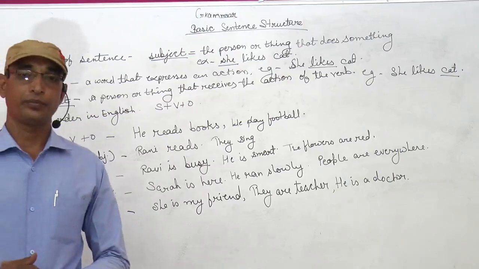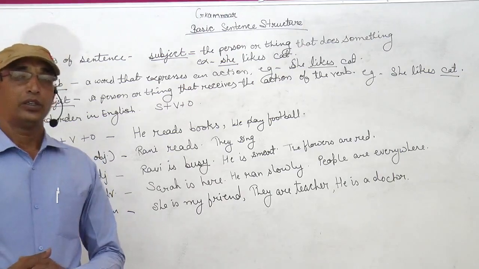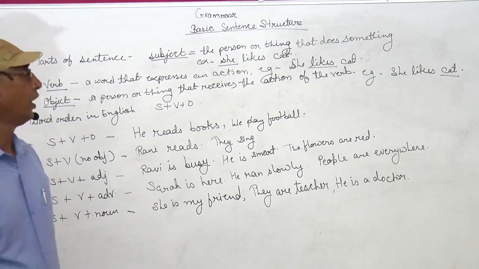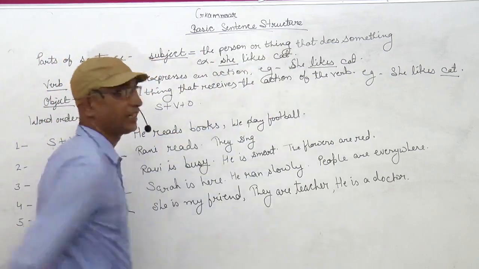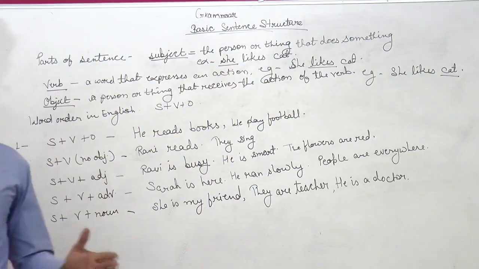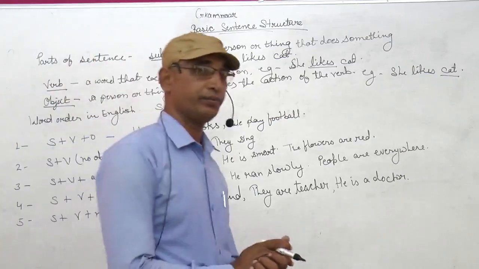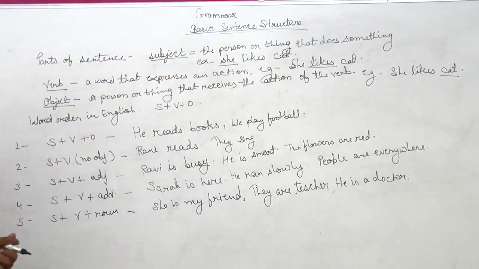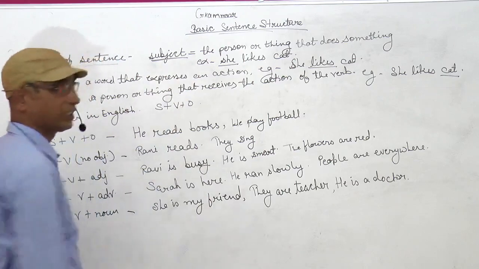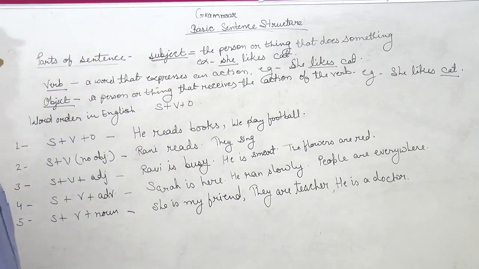I am Sonlal and today we are going to discuss the basic sentence structure, that is, what is the structure of a sentence. Before we start, we must know about the parts of a sentence. First is subject, second verb, and third object. These are the three main parts in the sentence.